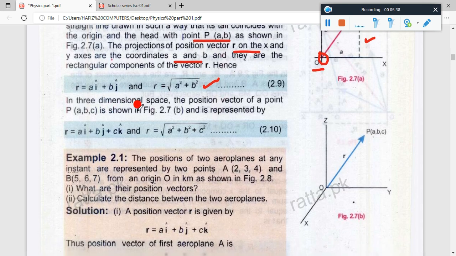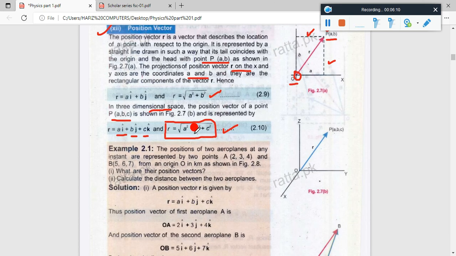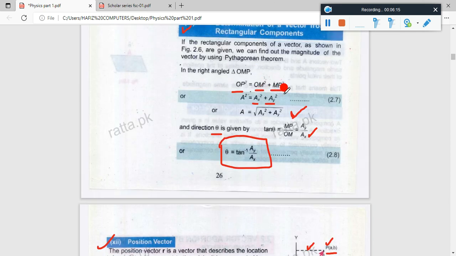Let this vector be in three-dimensional space. The position vector R of a point P with coordinates A, B and C, as shown in the figure, is represented by three components, AI plus BJ plus CK. K is the other unit vector in space, which we have seen in our previous video. Now the magnitude of this position vector R in 3D is the square root of A squared plus B squared plus C squared. So this is the magnitude of the three-dimensional vector represented by R, called the position vector.